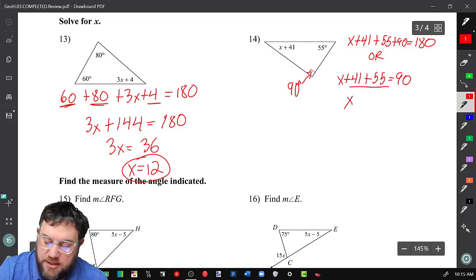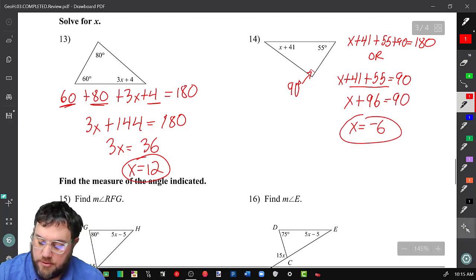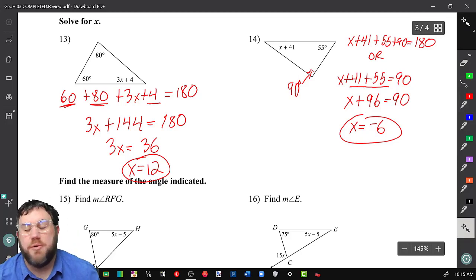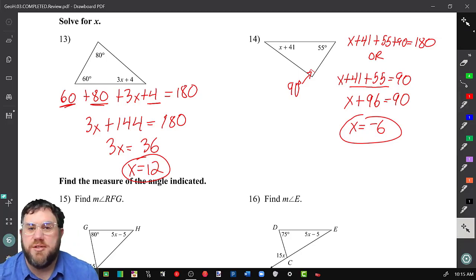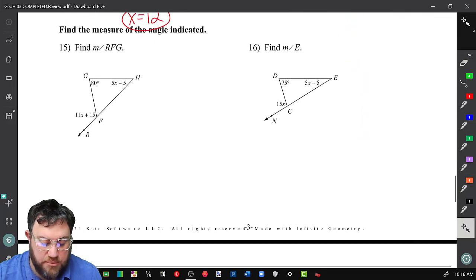So when we combine these two like terms, we'll have x plus 96 equals 90. So x equals negative 6. And remember, it's okay for x to be negative as long as when we plug it back in, we don't get a negative number.